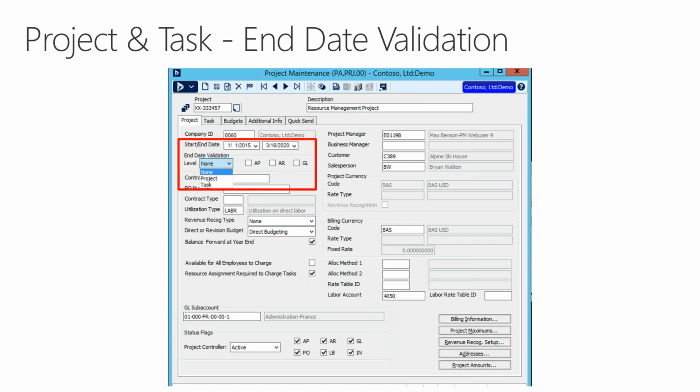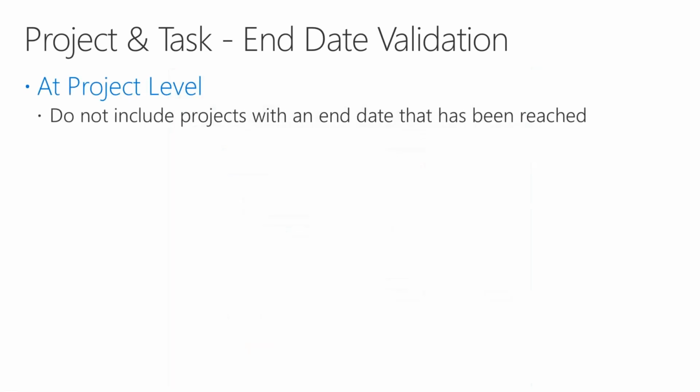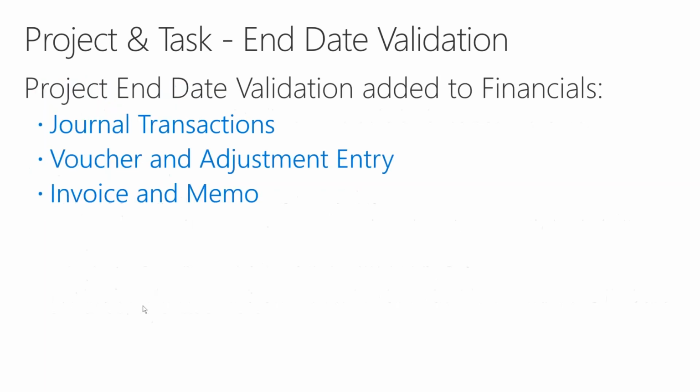Here's another one. People said, you know, we love this end date validation idea. We'd like to actually extend it into some of the major AP, AR, and GL screens. We like the idea of being able to turn things off, which we like what you're doing inside of Project, but we want to also be able to do this in these other screens. So again, the same thing with the project level, with the task level. The big difference here is that these now interact as you turn them on with the journal transaction screen, the voucher and adjustment entry screen, and the invoice and memo screen.